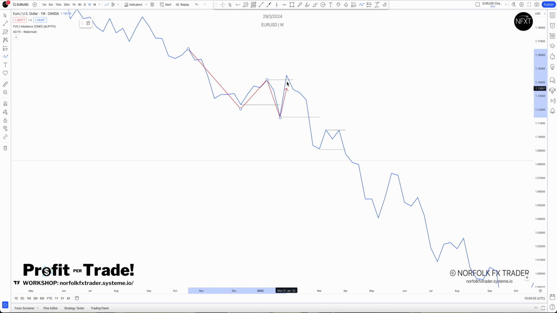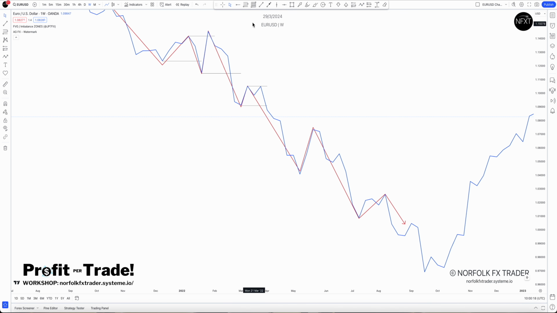And again, if we just mark this out, we have a push down, we have a pullback, we have a push lower, we have a sweep. Okay, as long as it doesn't close through and continue up, it's just a sweep. We break lower, pull back, break lower, pull back, and we break lower and we pull back, and obviously we continue down. So we can identify here, look, we have another break here to the downside.